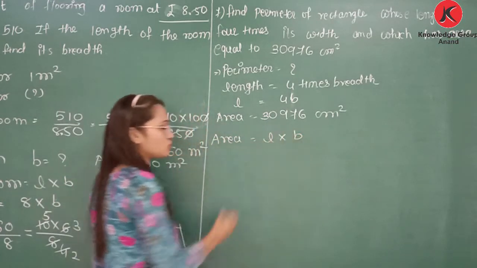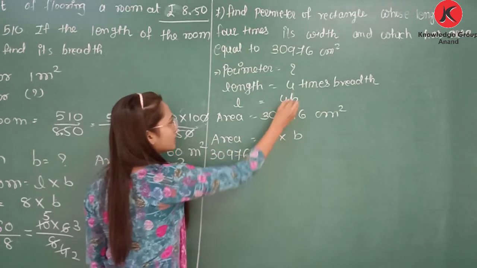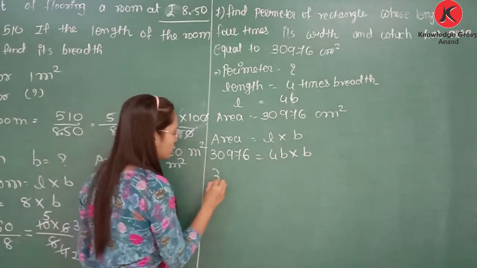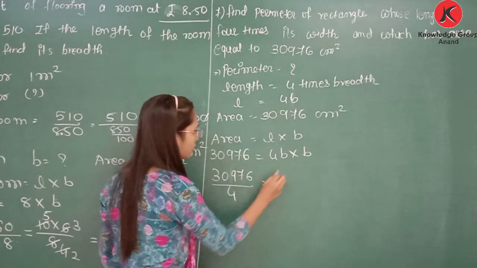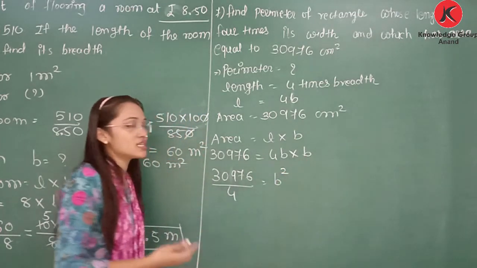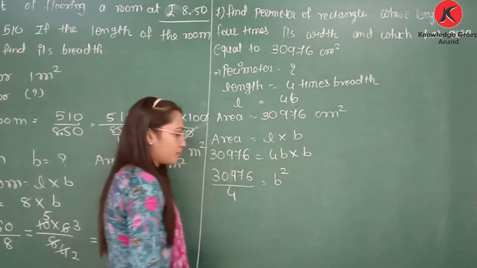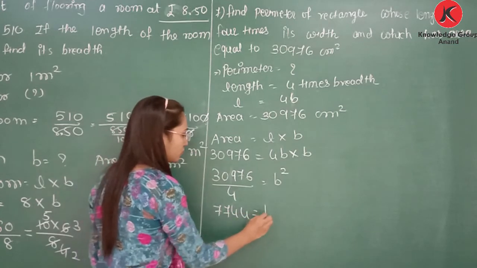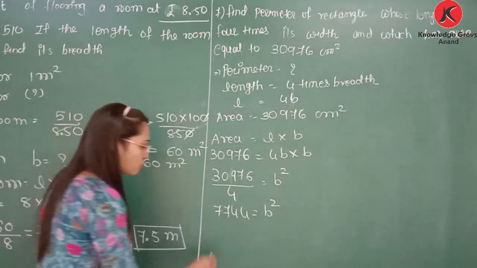Area is equal to L into B. So this one is 30,976 given. Length is what? 4 times B. Now take 4 and divide. So it is 30,976 divided by 4 is equal to B multiply B, which is B square. Side multiply side is side square. That's why B multiply B is B square. Now perform the division, you will get 7,744, that is B square.